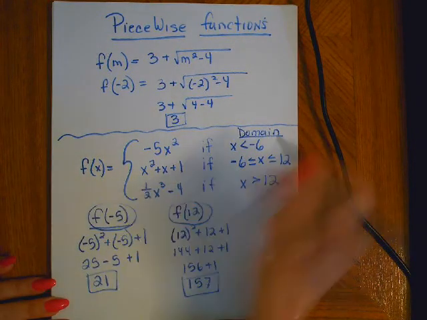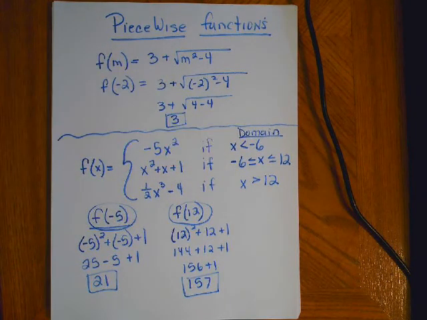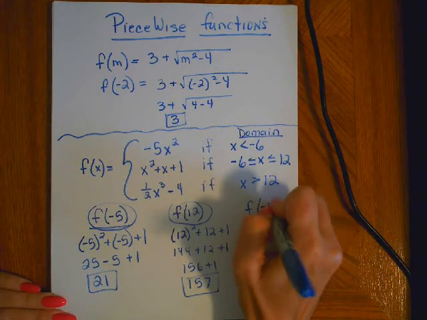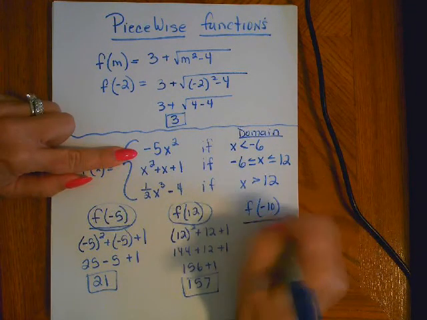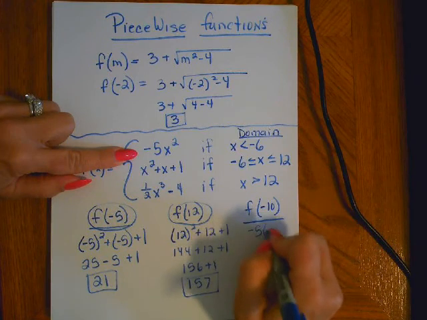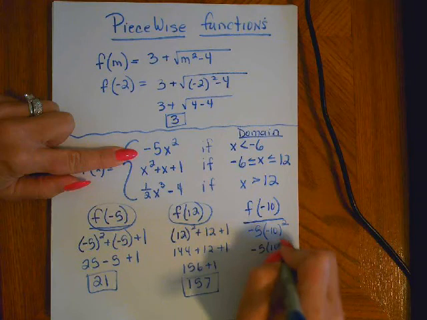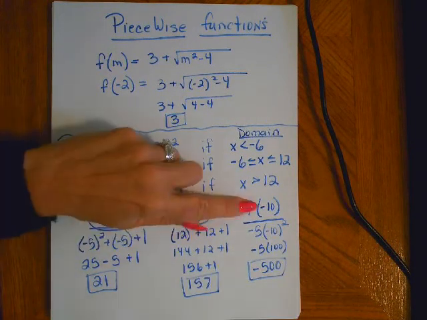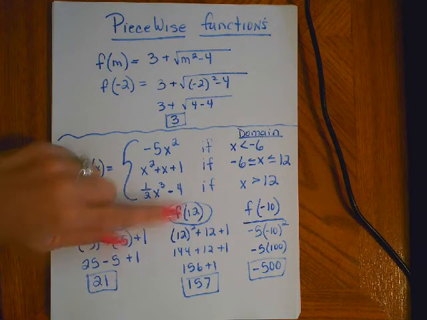Again, you look at these numbers and you determine where you're going to shop. If your x is, let's do something less than -6. So let's say I want you to find f of -10. Okay, -10 is definitely to the left of -6 on the number line, so you know we're going to shop here. So it's just going to be -5 times -10 squared, so this is -5 times 100, which is -500. Okay, so technically for the x value of -10, the y value would be -500.